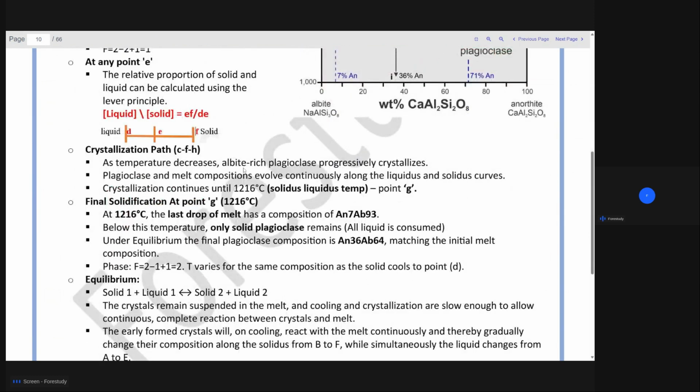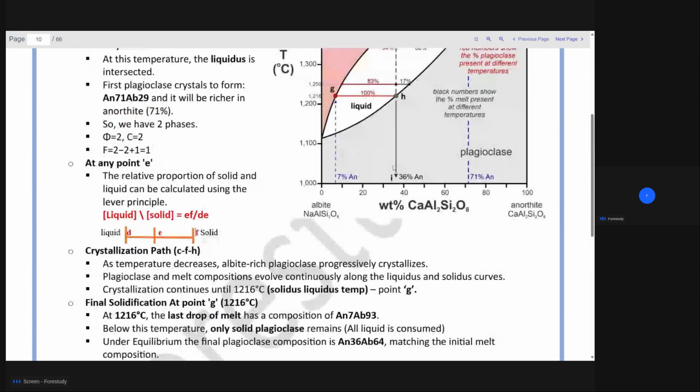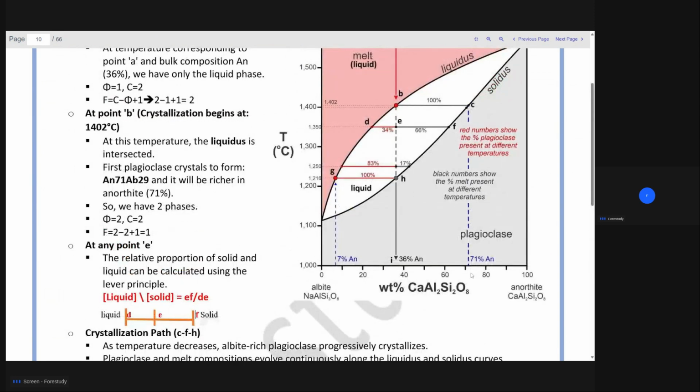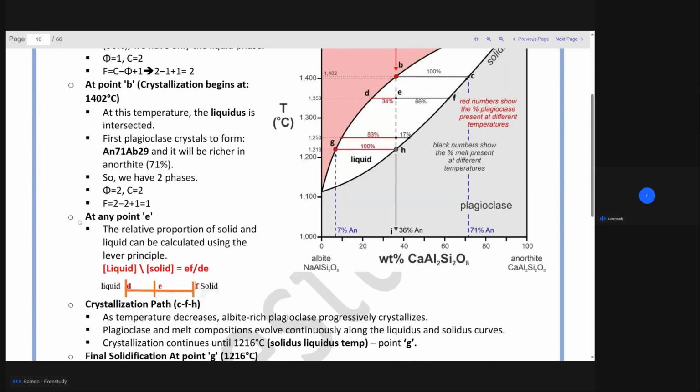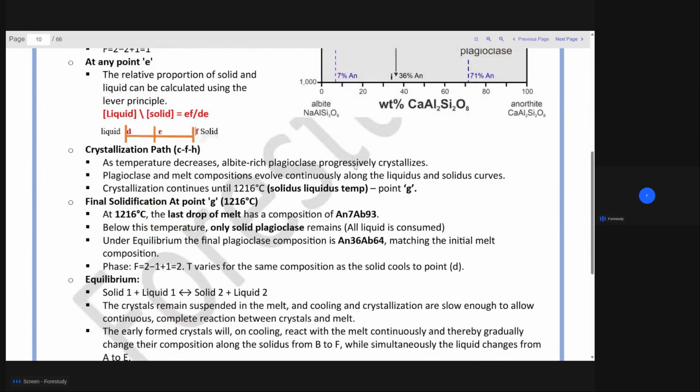As temperature decreases, albite-rich plagioclase progressively crystallizes. As we see here, we are getting 71% of anorthite. Here we are getting less anorthite and more albite. So as we progress, we will get more albite and lesser anorthite. Here it is saying that as temperature decreases, albite-rich plagioclase progressively crystallizes. Plagioclase and melt compositions evolve continuously along the liquidus and solidus curves.